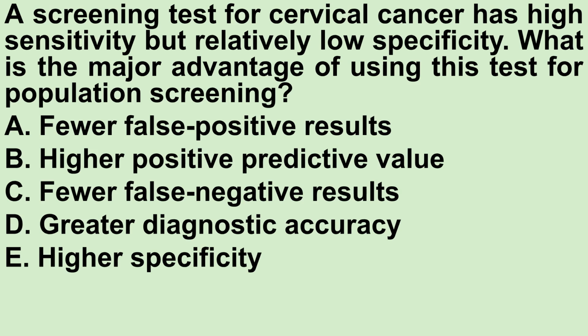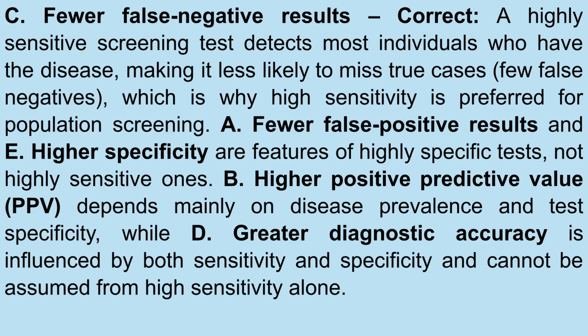A screening test for cervical cancer has high sensitivity, but relatively low specificity. What is the major advantage of using this test for population screening? A. Fewer false positive results. B. Higher positive predictive value. C. Fewer false negative results. D. Greater diagnostic accuracy. E. Higher specificity. C. Fewer false negative results.